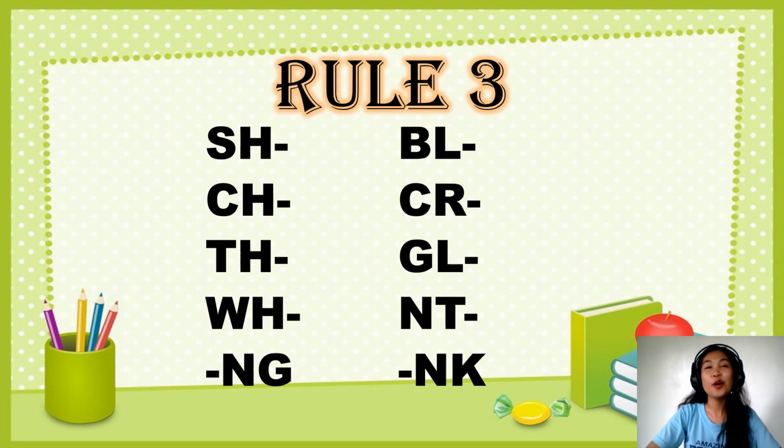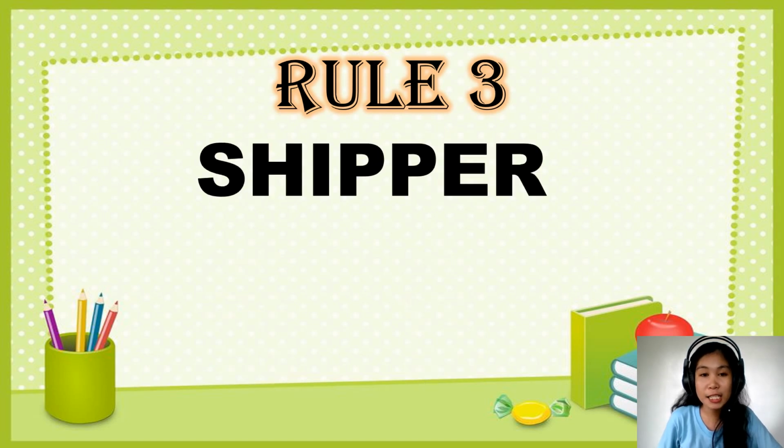Okay, now whenever you see these letters sitting beside each other and making sounds together, you should not separate them. Let's take a look at some examples. Let's take a look at the word shipper. Shipper has a consonant digraph, the SH. Now, let us not divide them and let us syllabicate the word shipper.